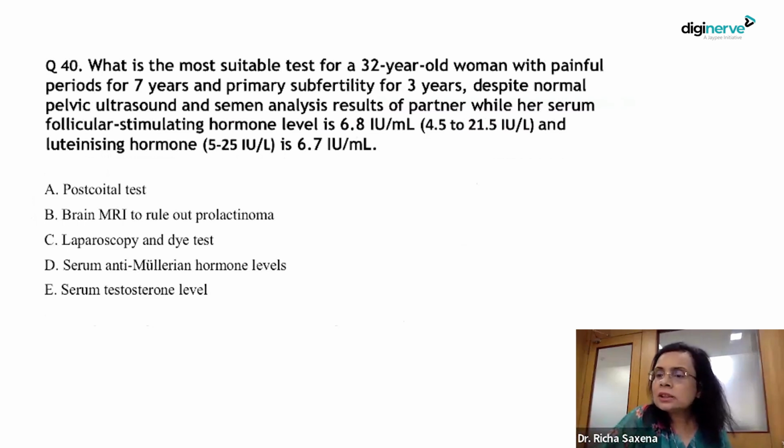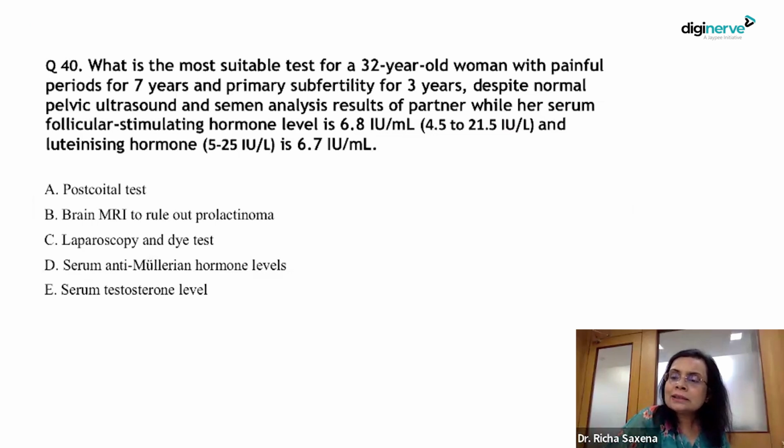So coming to the next question, what is the most suitable test for a 32-year-old woman with painful periods for 7 years and primary subfertility for 3 years despite normal pelvic ultrasound and semen analysis results of partner, while her serum follicular stimulating hormone level is 6.8 international unit per ml and luteinizing hormone is 6.7 international unit per ml.